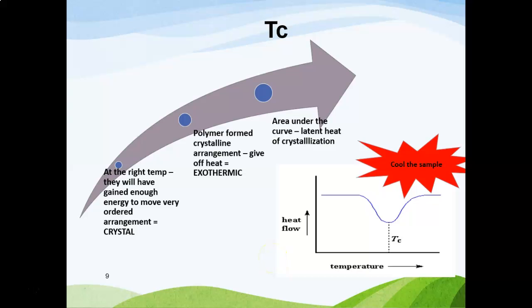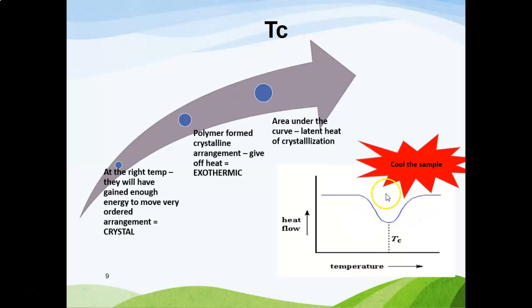If a polymer has a crystallization temperature, it shows that the polymer can crystallize. For example, an atactic polymer like polystyrene won't get this peak because it cannot crystallize. Maybe some will appear, but the peak is not clear because the crystal structure is very weak. When the polymer forms the crystalline arrangement it gives off heat, which is an exothermic reaction, and the area under the curve we call the latent heat of crystallization. I mean the area inside the curve.